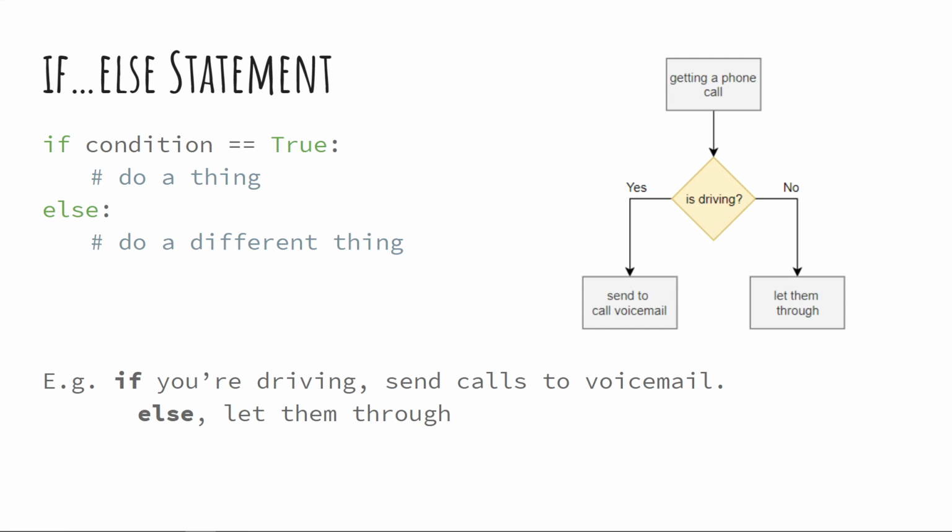So on the right side of the slide, you can see a sort of flowchart that goes through an if statement. So if you get a phone call, the question is, are you driving? If you are driving, then you want to send the call to voicemail. Else, you want to let the call through, and so you can answer it and talk to whoever has called you. I mean, you don't want to do that if you're me, but in theory, you want to answer it.